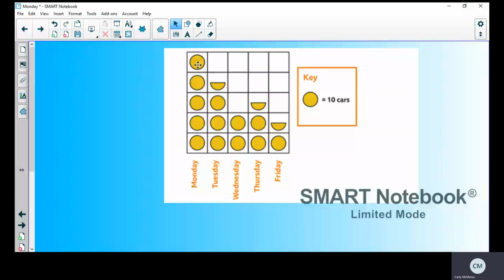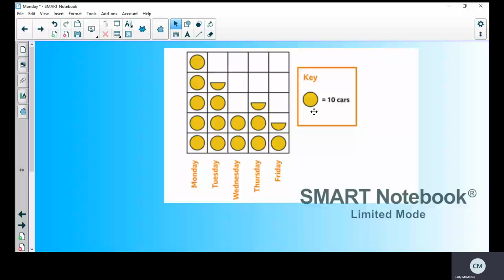Then if it was asking you how many cars were on Tuesday, 10, 20, 30. Now remember, half of the circle is half of 10, so that's 5. So that's 30 plus 5, which is 35. If it was Wednesday, 10, 20. Thursday, 10, 20, and then 5, 25. And 10 and 5 for Friday is 15. So just be mindful to look at what the picture represents and how much it represents. That's a pictogram, and I'm looking at the information in that.